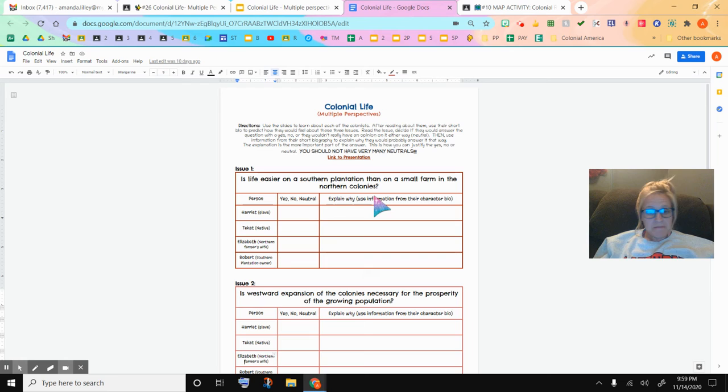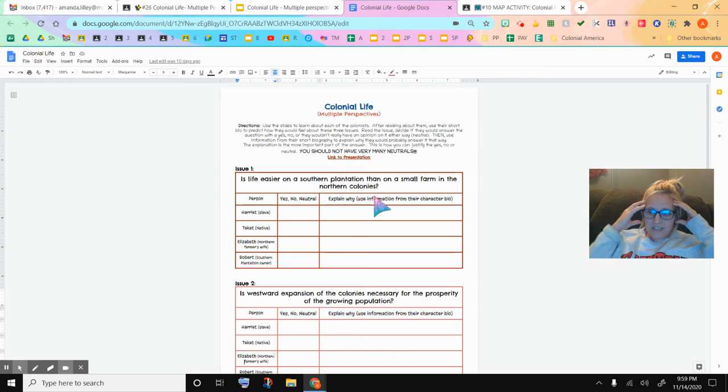From her reading, it didn't sound like she felt life was very easy on a plantation. She talked about it being backbreaking work. And even though she maybe doesn't have experience on a small farm, most people think the bigger the farm, the harder it would be to work. So I think it's safe to assume that Harriet would not think that life is easier on a southern plantation.